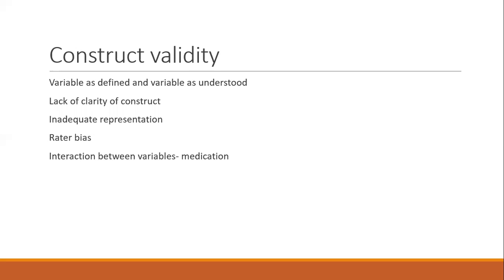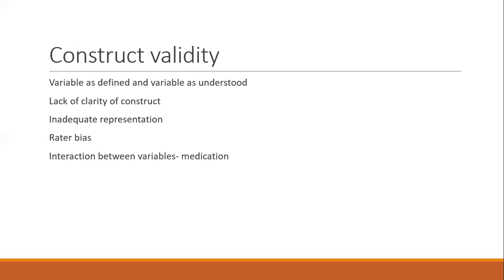Then rater bias. If the raters' bias has not been taken into consideration, that is intra-rater reliability, those things are rater bias. Or if the rater is the same one who is doing the exercise, then there might be bias. So these are things that should have been disclosed, or they should have been controlled for.